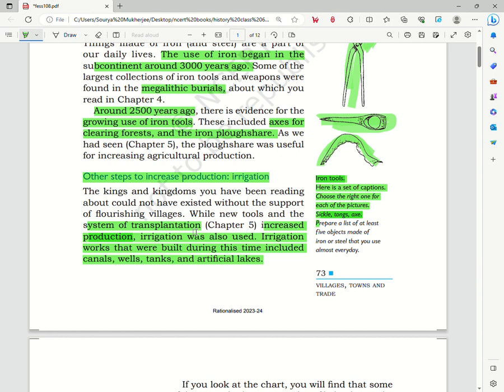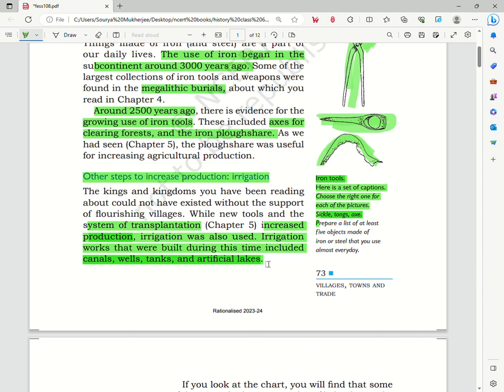So the system of transplantation was used, and to increase agricultural production, irrigation was also started. Also, we see the use of the iron ploughshare to better plough the sticky lands and clay soil. And for irrigation, we see that several canals, wells, tanks and artificial lakes were also built by the rulers during this time.